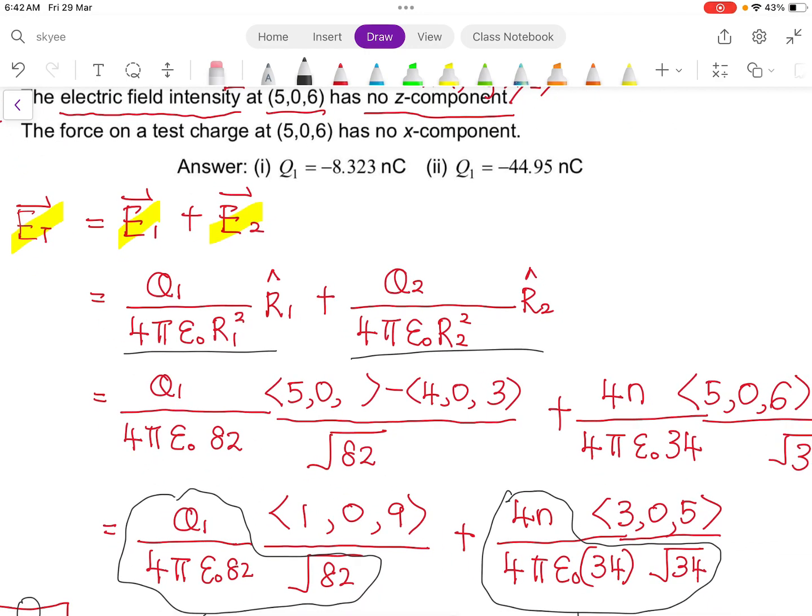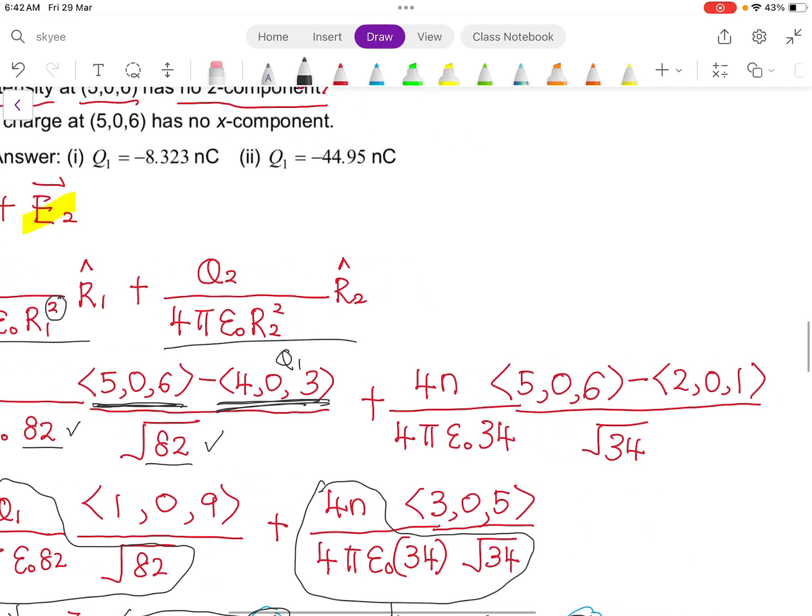E1 you have no idea, so you leave it. Q1 you have no idea, so you leave it. For R1, you will be taking the position vector of the observation point minus the position vector of Q1. This one is the observation point, and this one is the location of Q1. So this is the distance. Over here is square root 82, and over here is 82 because of this square.